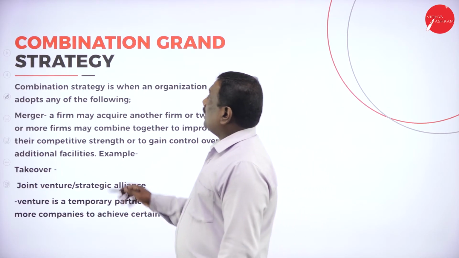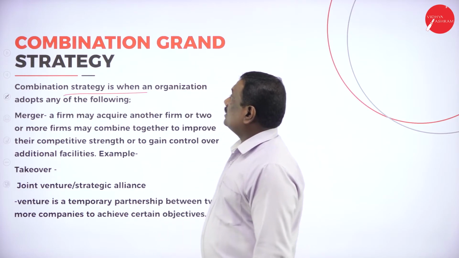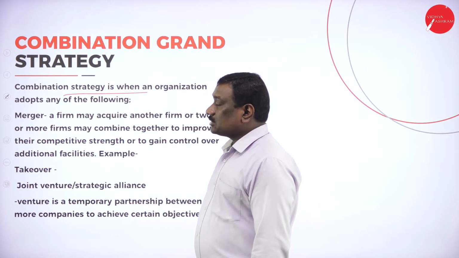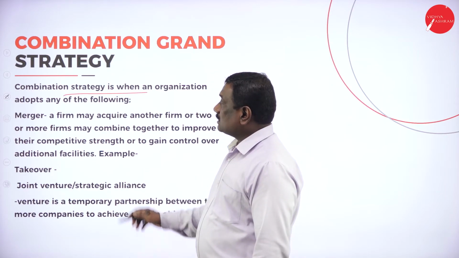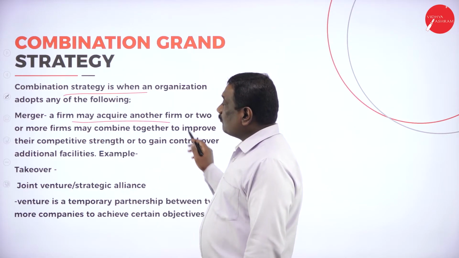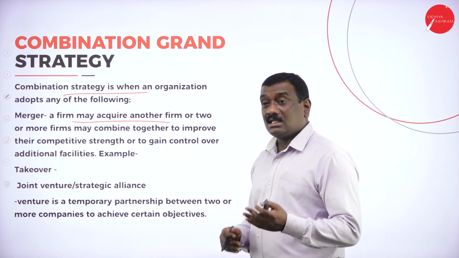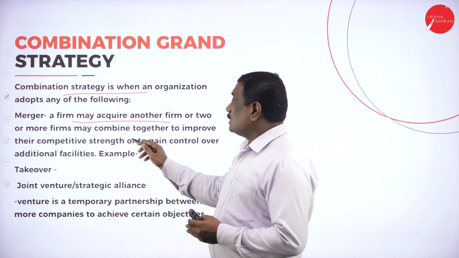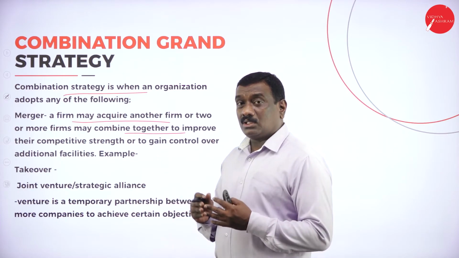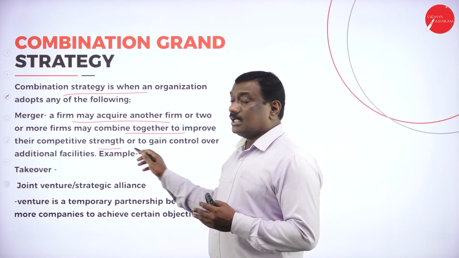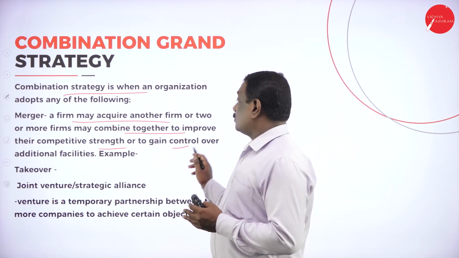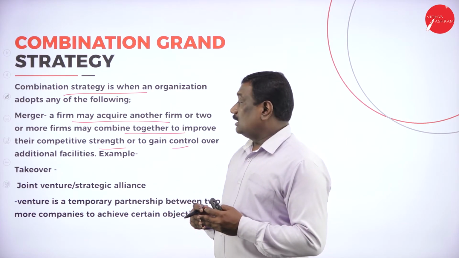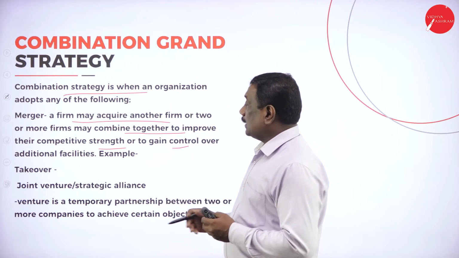Now coming to the last part, that is the combination strategy. It is when an organization adopts any of the following, such as merger. Merger means a firm may acquire another firm, that means it may purchase another firm, or two or more firms may combine together in order to improve their competitive strengths and to gain control over additional facilities and the market.